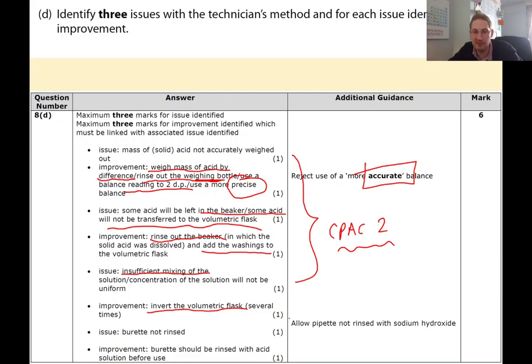For CPAC 3 down here, it's the fact that the burette should be rinsed with the acid solution before use. And again, in that video I discussed why the burette should be rinsed with the solution but the conical flask should not. The pipette should also be rinsed with sodium hydroxide, and that was acceptable there.